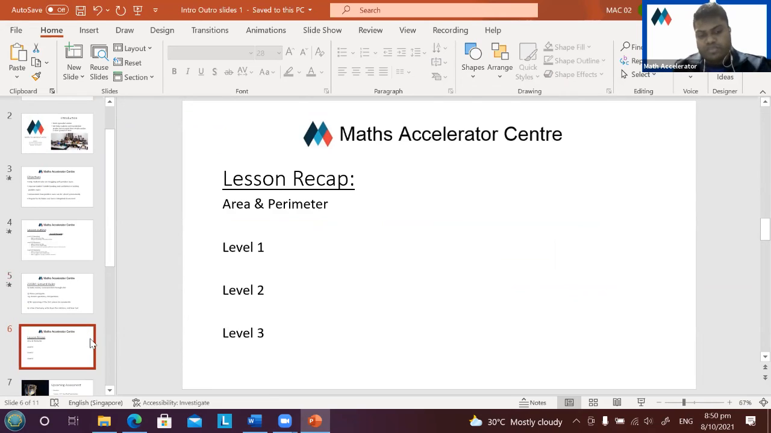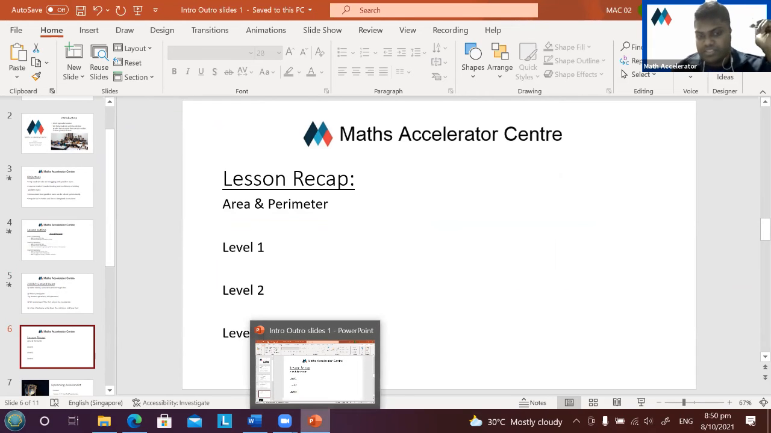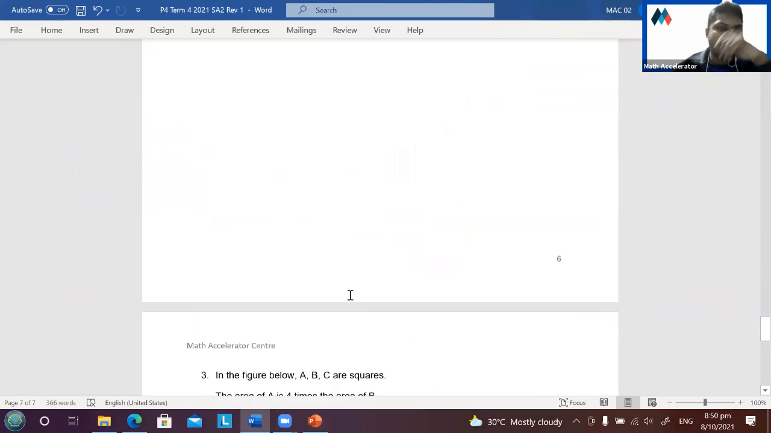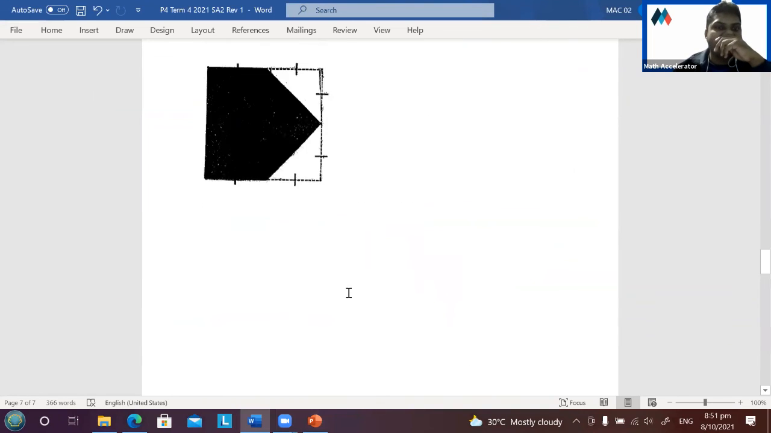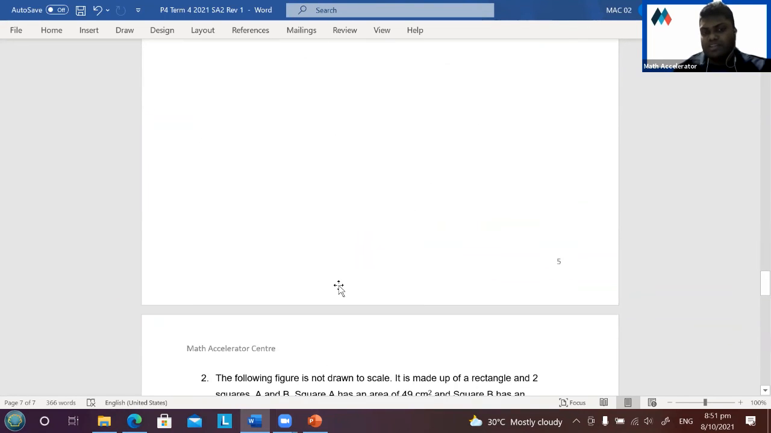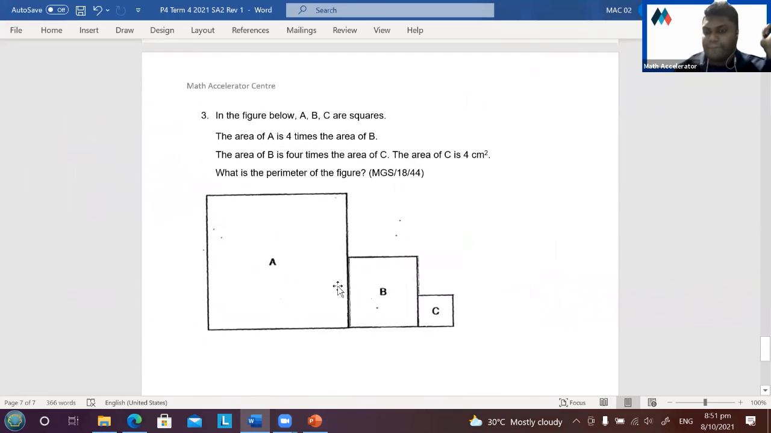Okay, so let's do a bit of recap. What we did today was area and perimeter, and there were level 1, 2, and 3 questions, right? So I'm just a little curious. For level 3 questions, can you type in the chat which question was the toughest one for 1, 2, or 3? I repeat, within the level 3 questions, there were 3 questions, right? Which one was the toughest one? 1, 2, or 3?